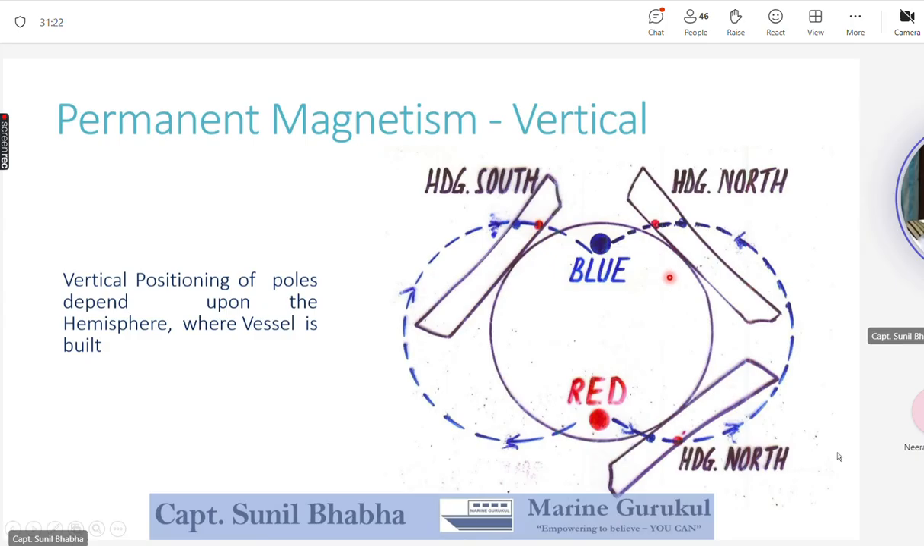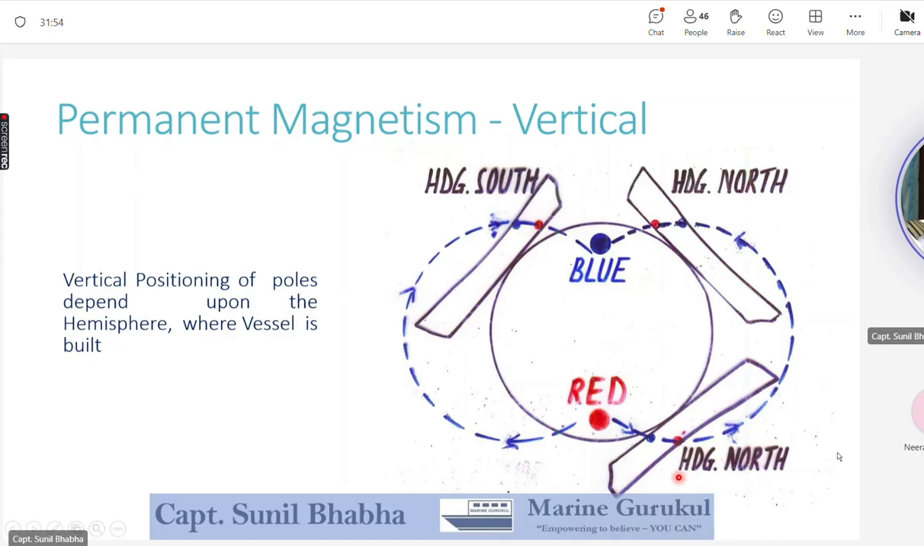Now let's visualize a ship being built somewhere in the southern hemisphere. So this is the ship you see being built in the southern hemisphere. Now in the southern hemisphere, we are aware that the lines of force come out of the Earth's surface. So you see the lines of force coming out of the Earth's surface will enter from the keel of the ship, giving it a blue polarity, and they will come out from the deck of the ship, giving it a red polarity.